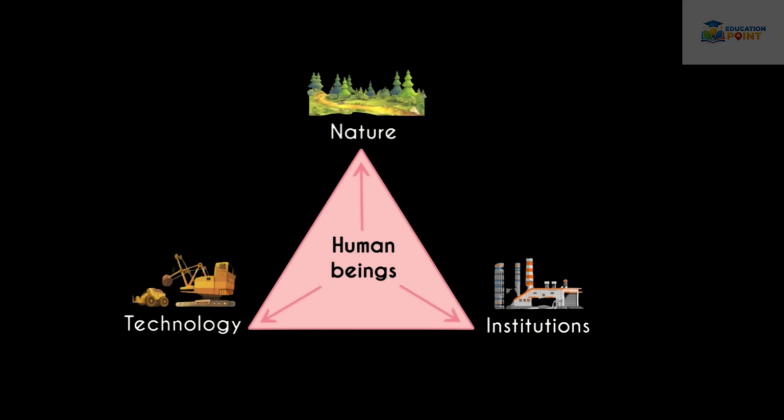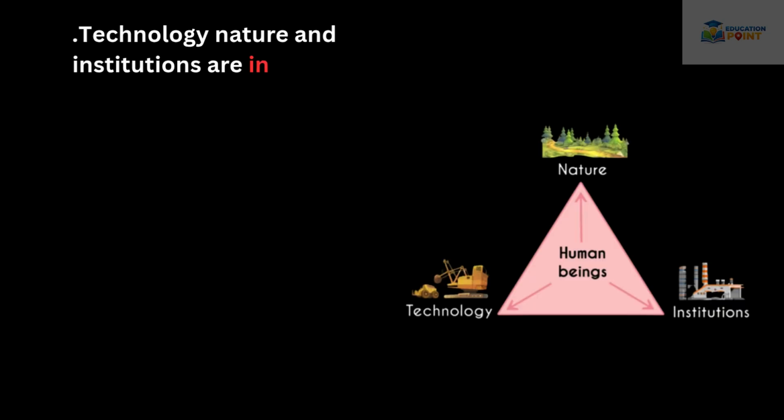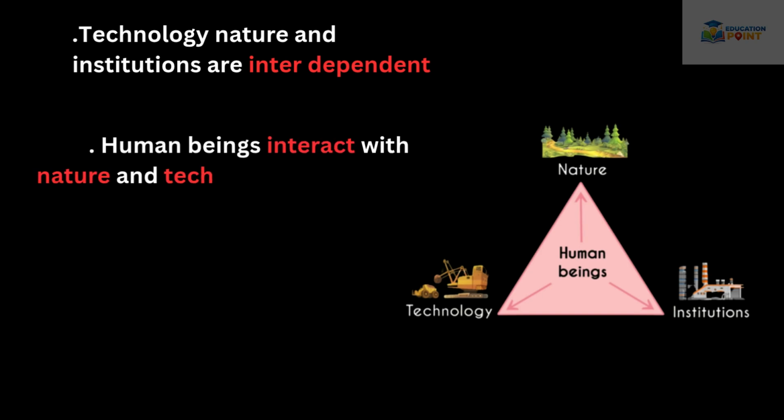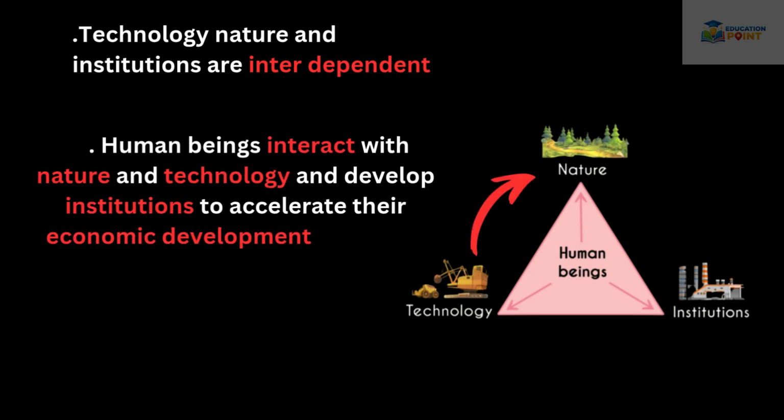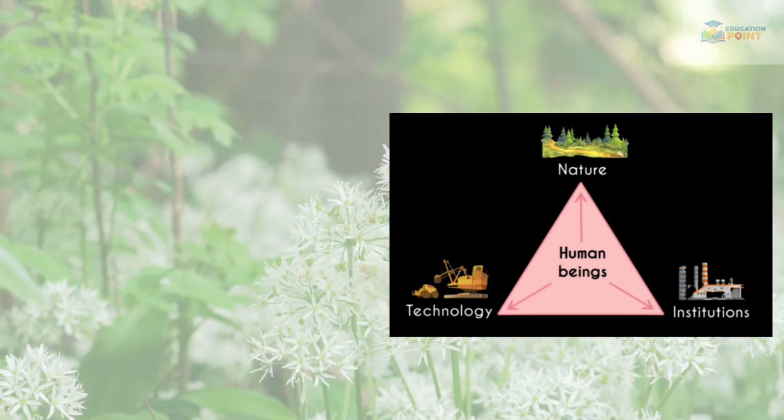Now in this image we see nature is at top. On one side it has technology and on the other side it has institutions. So this image shows us that technology, nature and institutions are interdependent. And secondly, human beings interact with nature and technology and develop institutions to accelerate their economic development.